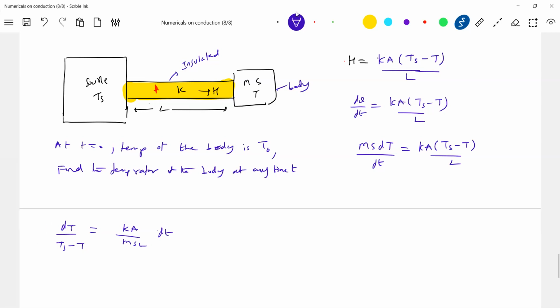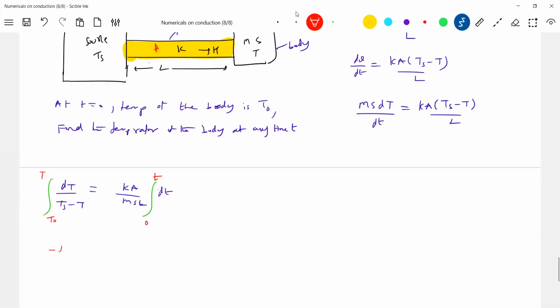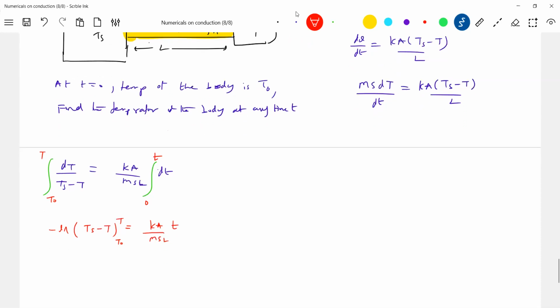Let's go for the limits. What should be the limit? At T equals 0, what was the temperature? T naught. At any time, let T be the temperature of the body. Okay, let's integrate this. This will be minus of log of (Ts minus T). Can you remember? The integral of dx by (a minus x) will be minus of log of (a minus x), with limits T naught to T. KA over MSL into t. Negative sign, let me take it to that side.